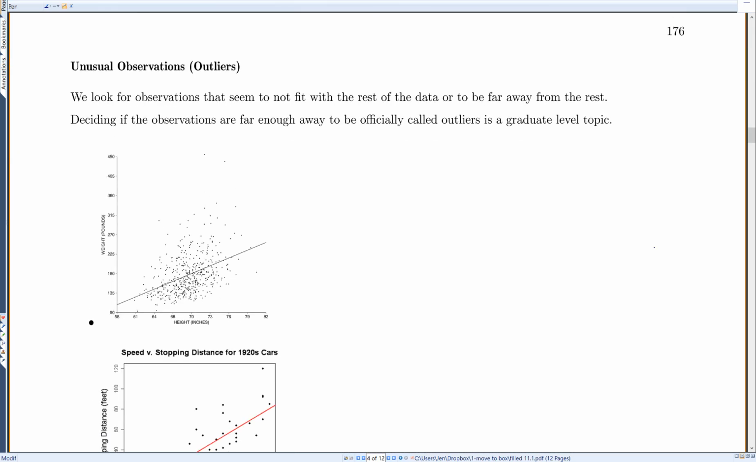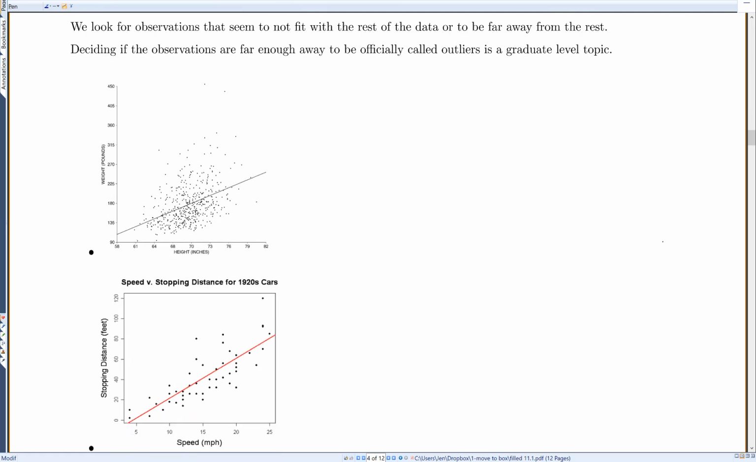Then you have unusual observations. So we want to look for observations that seem to not fit with the rest of the data or to be far away from the rest of the data. Now, deciding if the observations are far enough away to be officially called outliers is a graduate level topic. I sometimes teach this in a 5,000 level course. We actually spend a lot of time on it, and it is a very involved topic. For us, we're just going to say whether or not we think it looks unusual.